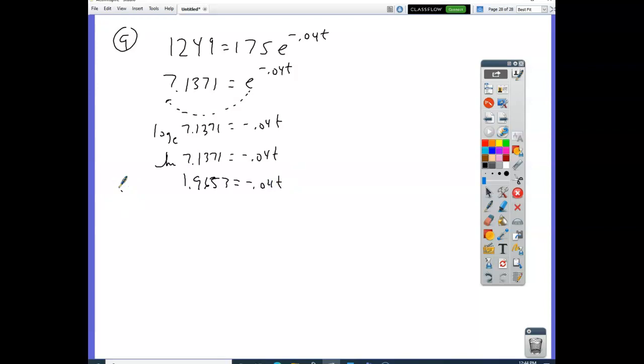And then divide by negative 0.04. And I got a whopping negative 49.133 equals t.